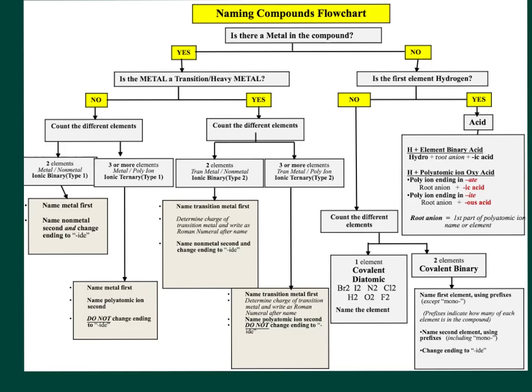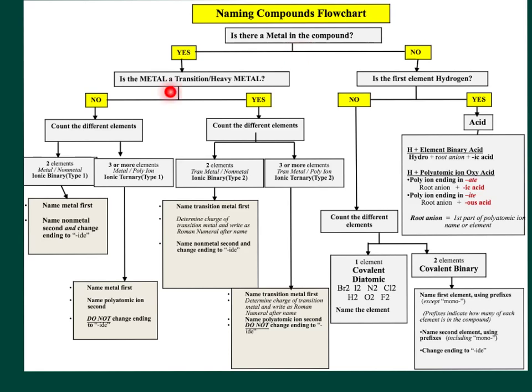Alright, so we talked about three different questions. You have the first question here: is there a metal in the compound? I think that's probably the most important place to start with this, identifying whether or not there's a metal in the compound. And if you're looking for a metal, you're looking for the first part, the left half of the compound. We'll be able to tell there.